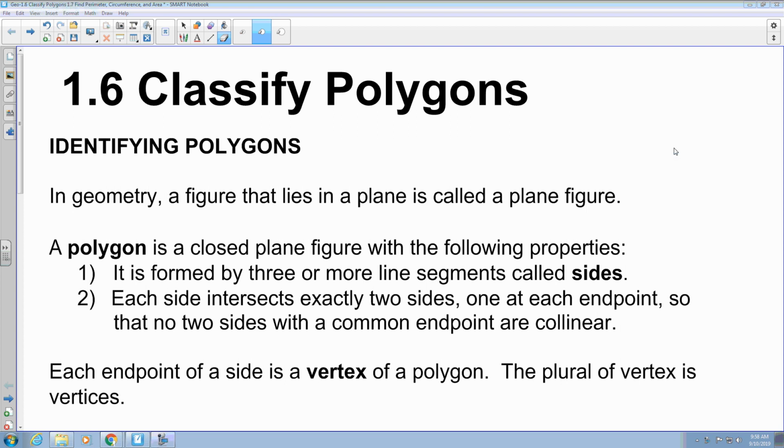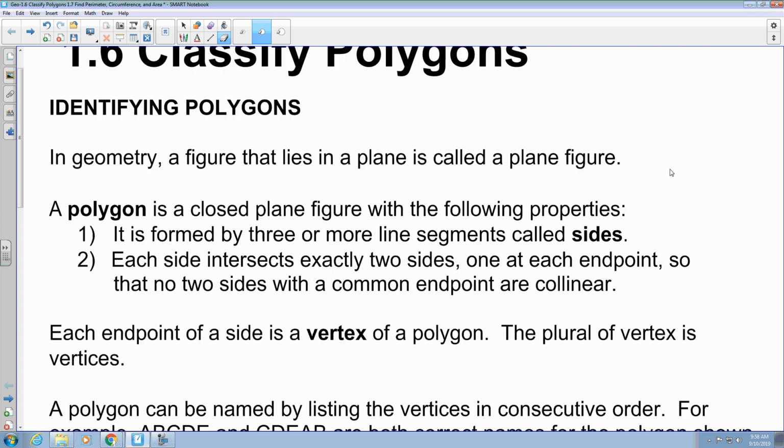All right, we're in section 1.6 where we're going to classify polygons. So first off, we have to be able to identify polygons. In geometry, a figure that lies in a plane is called a plane figure, and a polygon, by definition, is a closed figure which has the following properties.